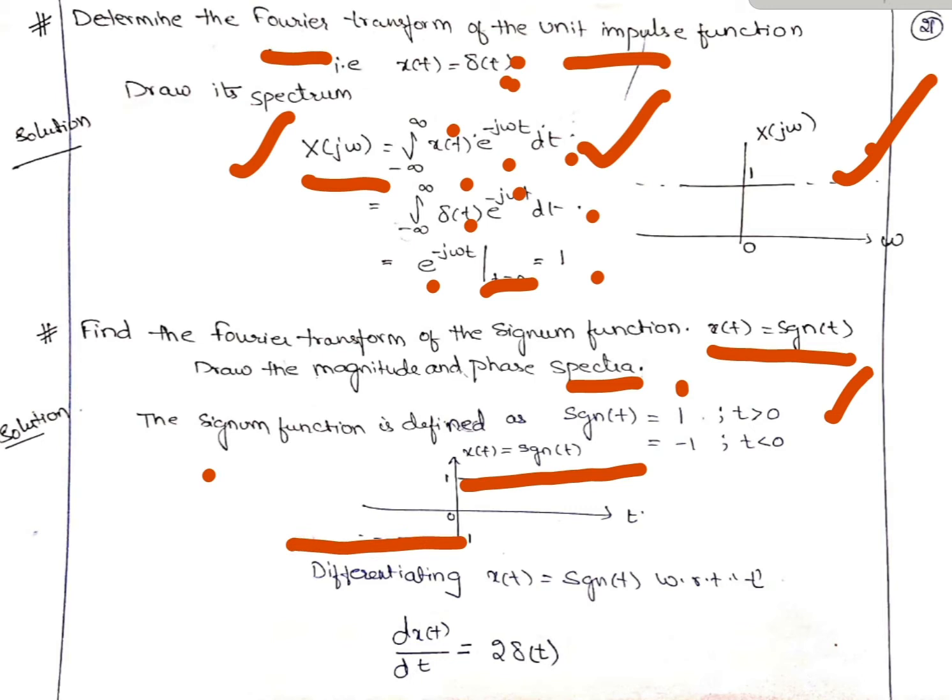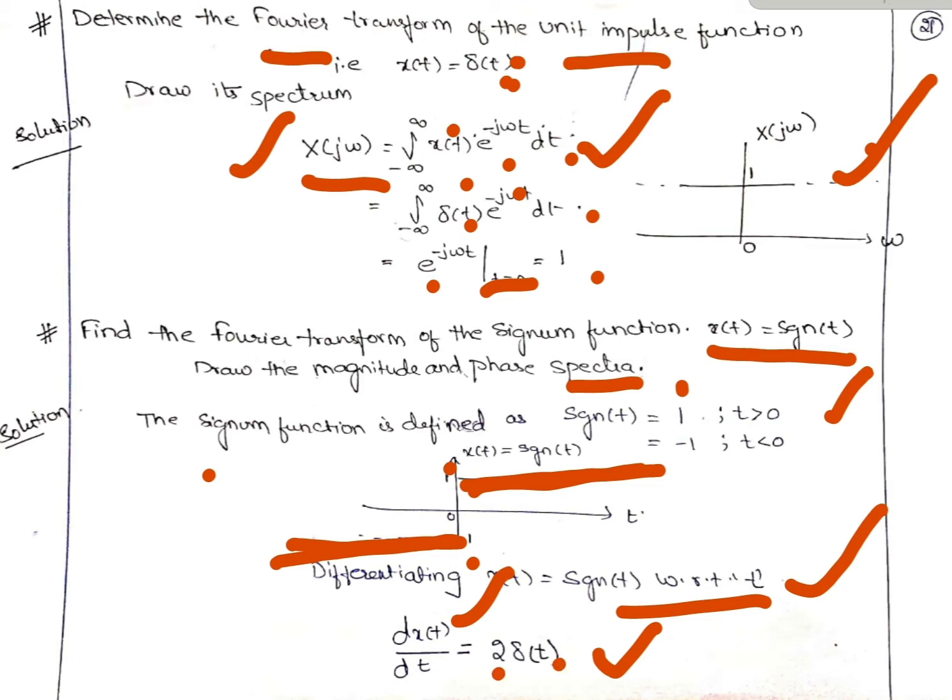In order to solve this one, we will differentiate this signal x of t, that is the signum of t, with respect to t. We get d by dt of x of t is 2 times delta t, because if you see here, this is a constant signal, therefore the derivative is 0. Here also it is 0, but at t equal to 0 it changes from minus 1 to plus 1. Since it is increasing, it is plus, and it increases by 2, therefore 2 times delta t.